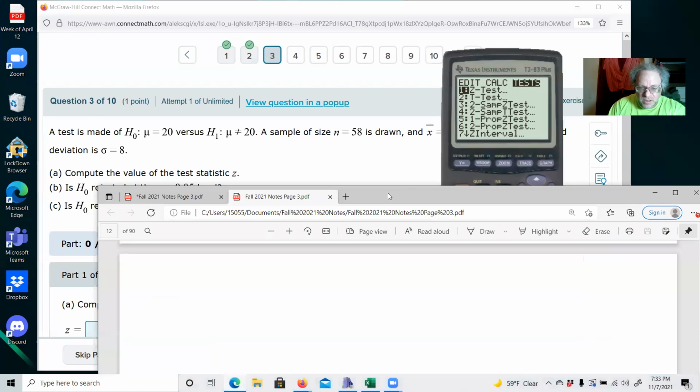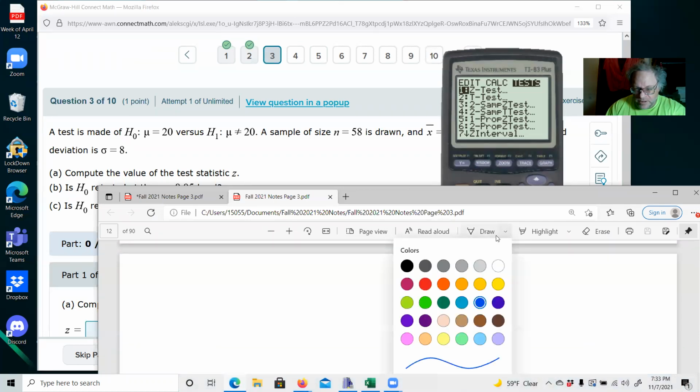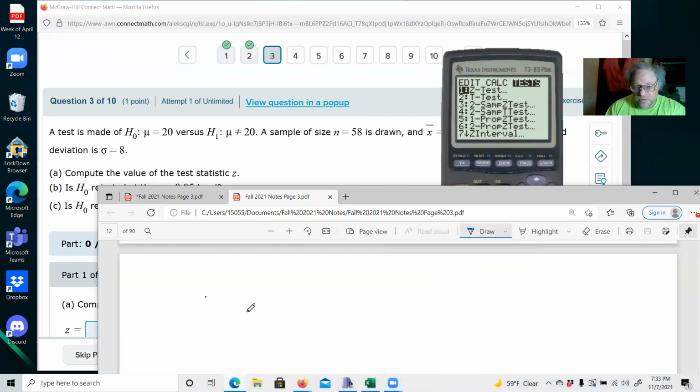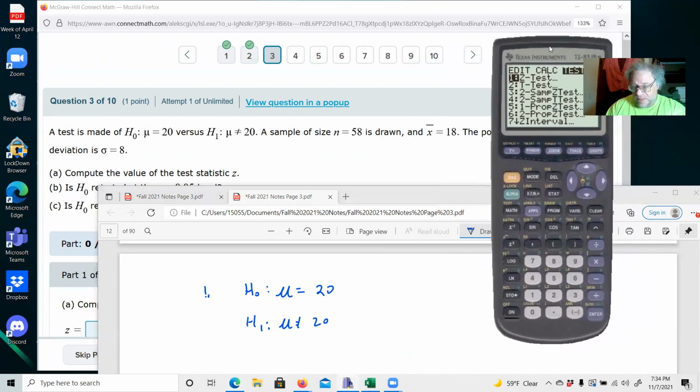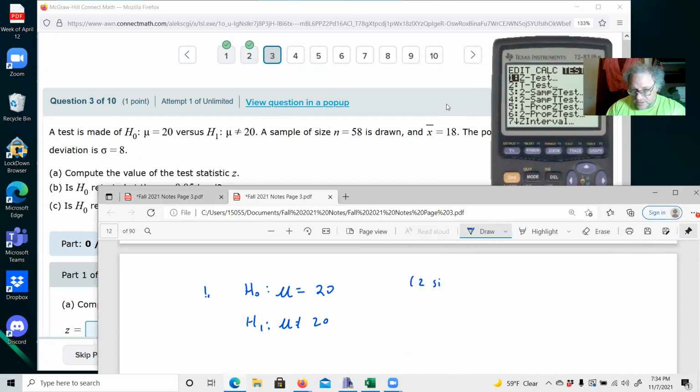Part one, step one here, they did this for us, and most of the time they will do this for you. H0: mu is equal to 20. H1, the alternative hypothesis: mu is not equal to 20. Remember that the null hypothesis always gets the equality and the alternative gets the inequality, whether that be greater than, less than, or whatever. This would be a two-sided test.